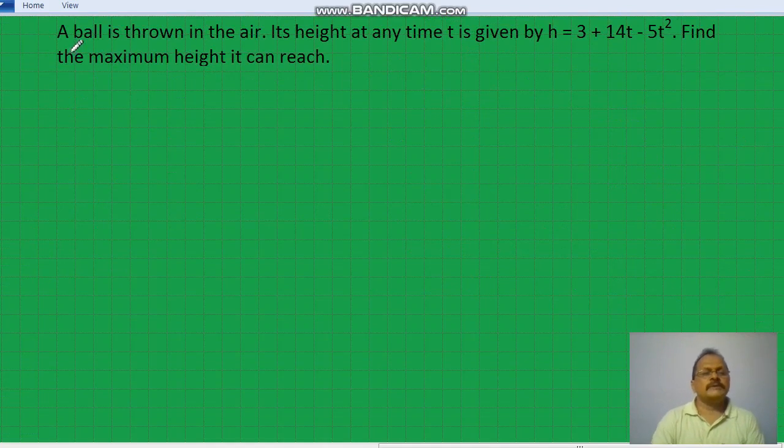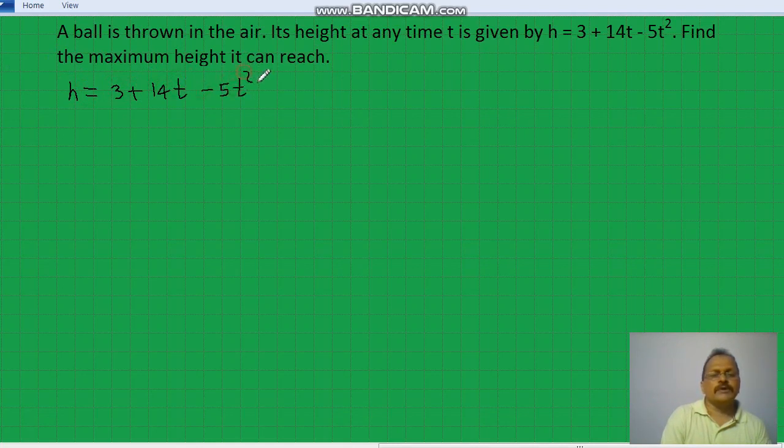The next problem is a ball is thrown in air. Its height at any time t is given by h is equal to 3 plus 14t minus 5t square. Find the maximum height it can reach. H is equal to 3 plus 14t minus 5t square. Therefore dh by dt is equal to 0 plus 14 minus 10t, and therefore d2h by dt square is equal to minus 10.